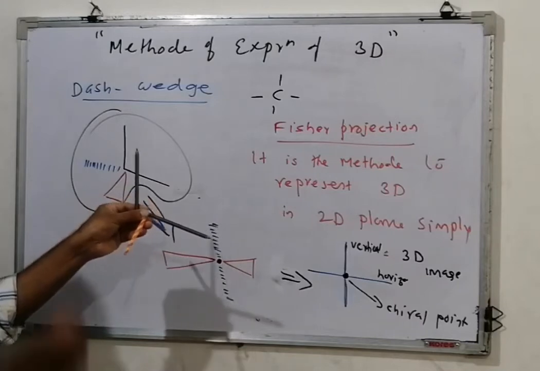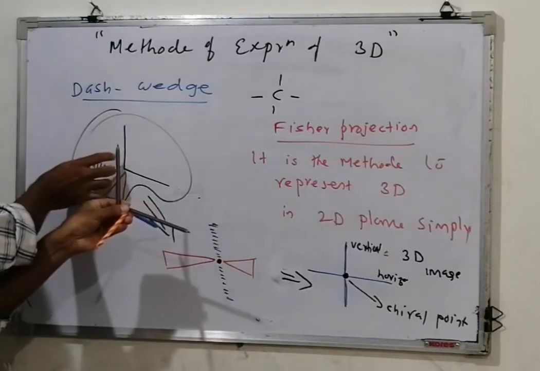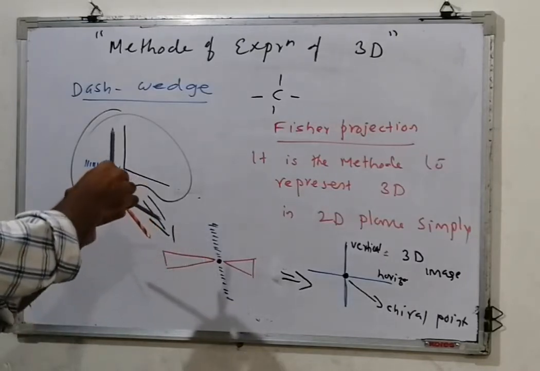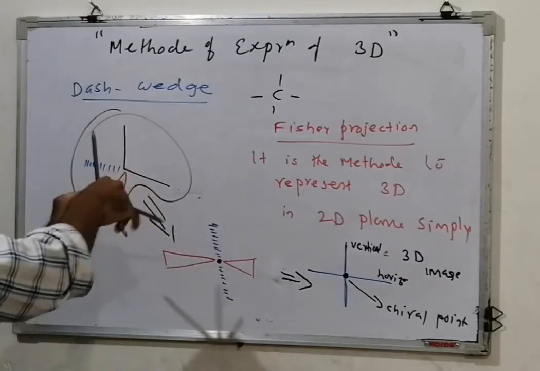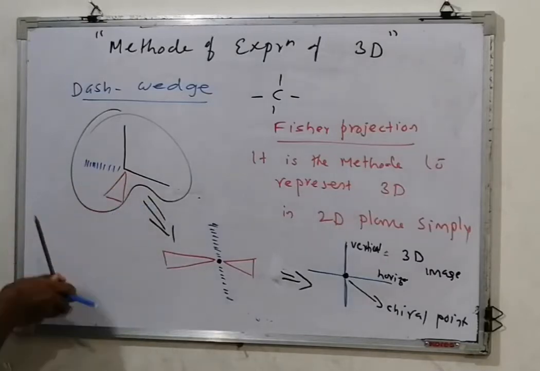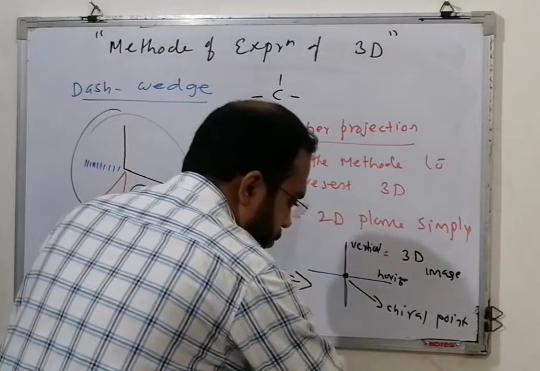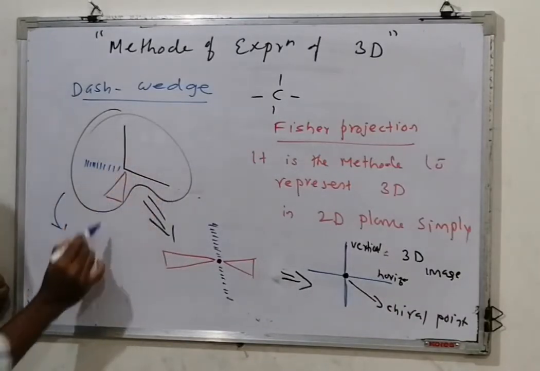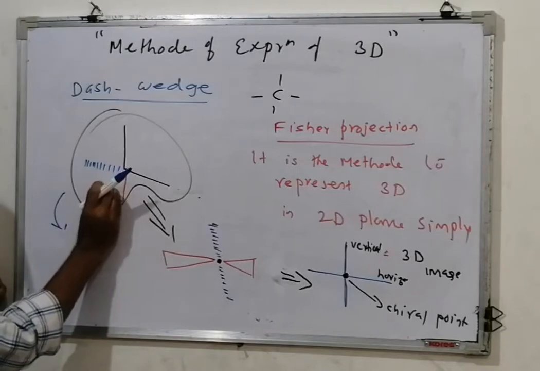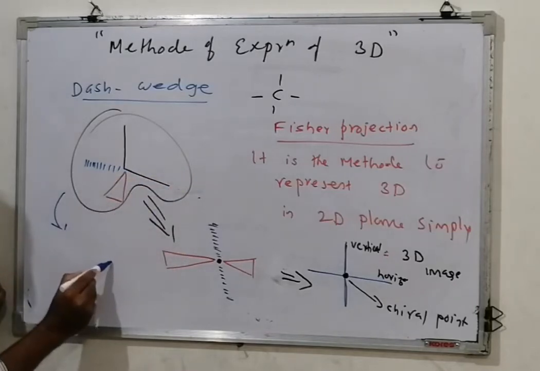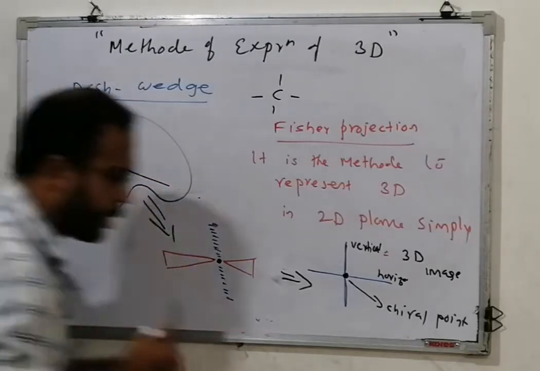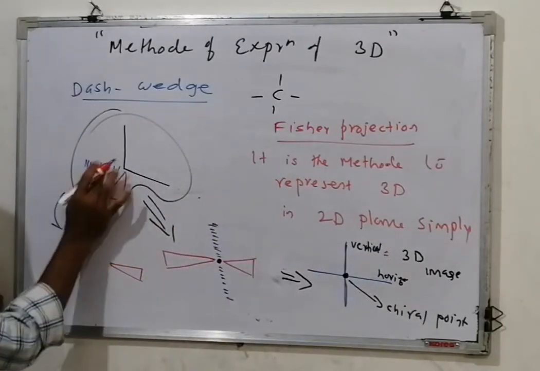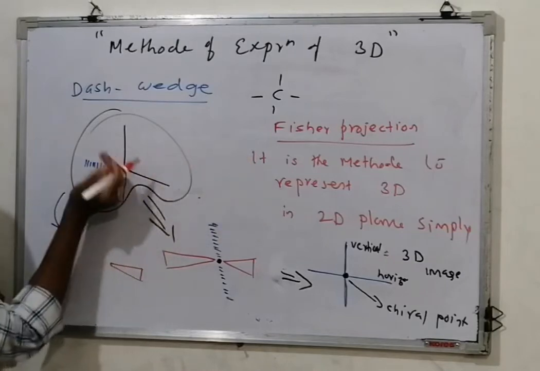How is it possible? Now I am going to rotate this. I am rotating like this. Imagine how I am rotating this. Imagine this red is coming towards you like this, and it is rotating that side.